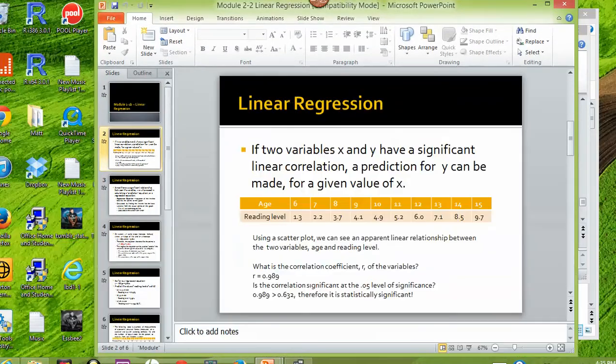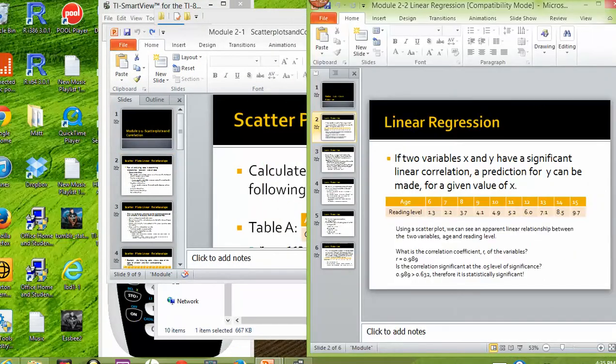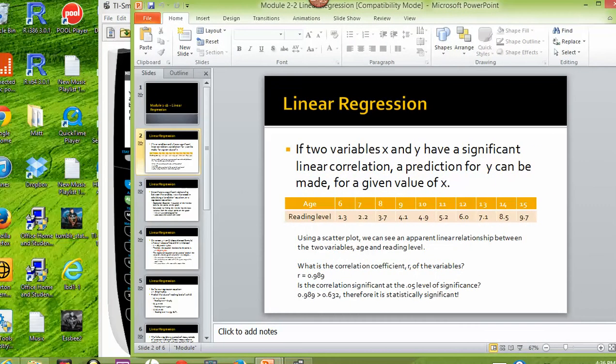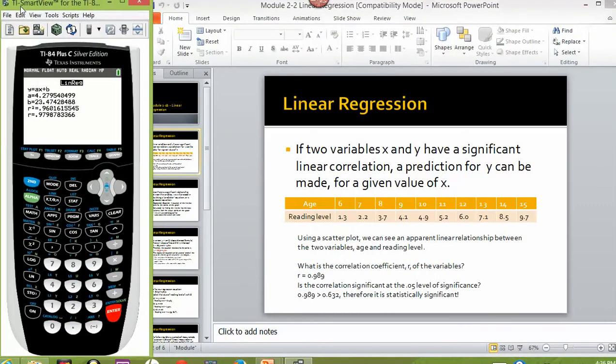So let's go back to our calculators, and with you, I'm going to go ahead and run this thing, and I'm going to make this a little bit bigger so we can see it. I'm going to move this smart thing over here.